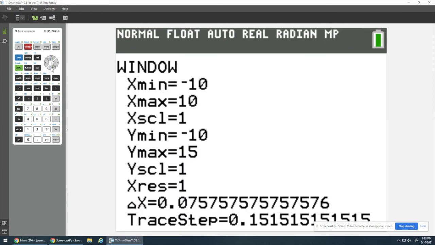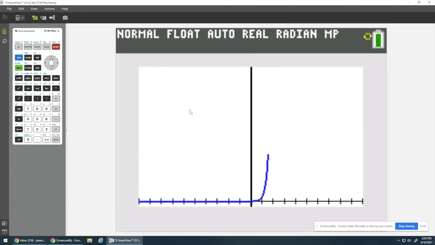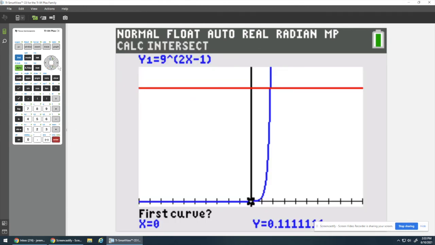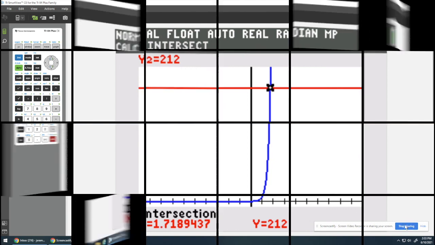So I'm going to go to my window setting, and I need to make my y max bigger than 212. So let's make it 250. That should give me some extra there. So there's my graph. There's my point of intersection. So second trace, come down to intersect. And again, I'm just going to move my cursor over a little bit. It doesn't have to be right on the point of intersection. Press enter. Press enter. It wants to guess 1.66. That's okay. Press enter. And I get 1.72 when we round that to the nearest hundredth.